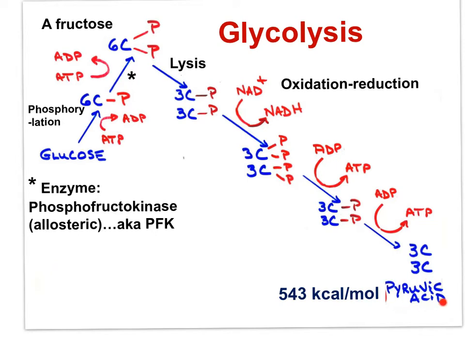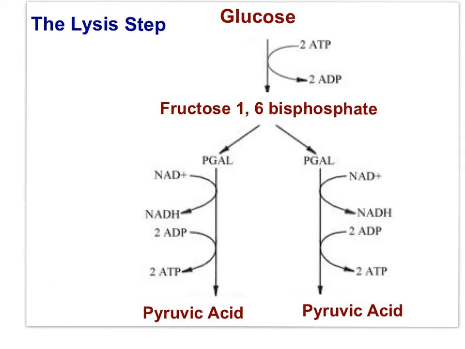The end product is pyruvic acid, also known as pyruvate. There are 2 pyruvate molecules here because of the lysis step back here. Also notice that all 6 carbon atoms of glucose are still present. In other words, no carbon dioxide has yet been removed. Here is the lysis step.